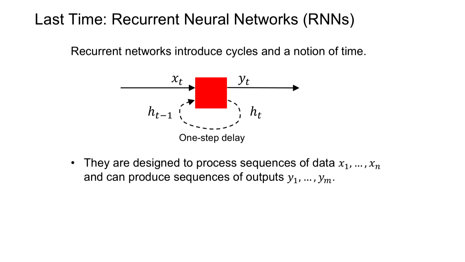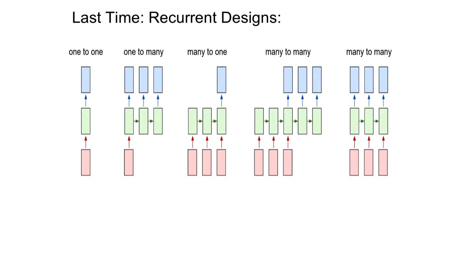Last time we looked at recurrent networks, which process sequences, and they have a notion of time. As a sequence of symbols xt comes in, you output a corresponding yt, but also you remember a hidden state ht that becomes the input state for the next time step. And they have a variety of applications. They can be used either on the input or the output side.